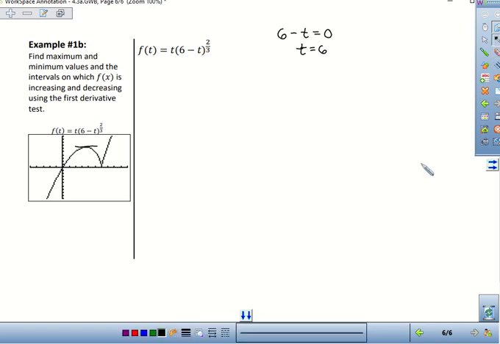I'm going to have to use what rule? The chain rule. We're going to have to use the chain rule, but we're also going to have to use the product rule, because the t is multiplied by the 6 minus t to the 2/3. So we have f of t, which is t, and what would be f prime of t? 1. And then we have g of t, which is this.